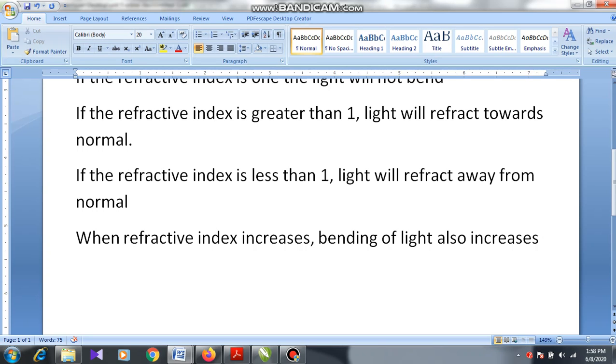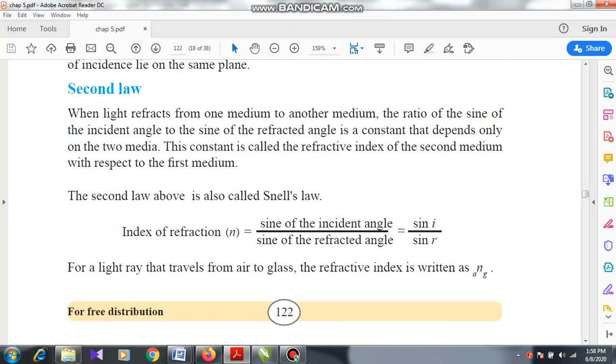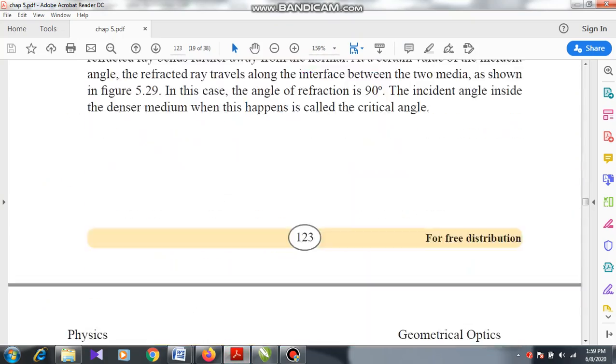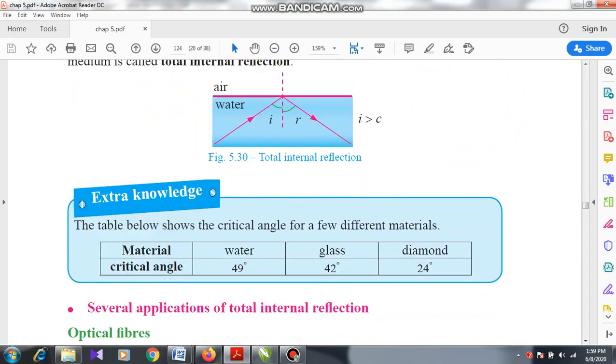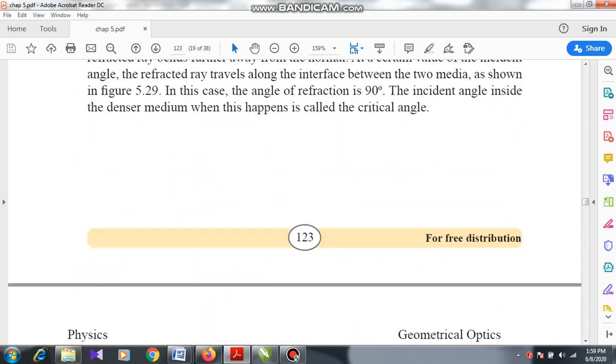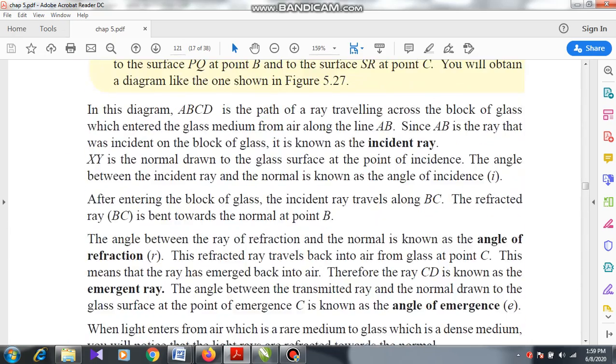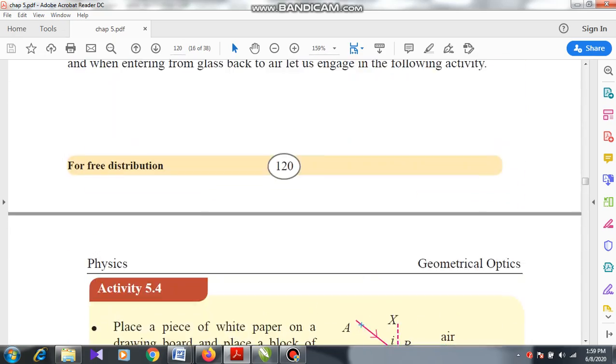Sometimes you might think, what is this refractive index? I will explain further, don't worry. But first you want to have this knowledge. My children, in your syllabus, the refractive index of certain media are given.